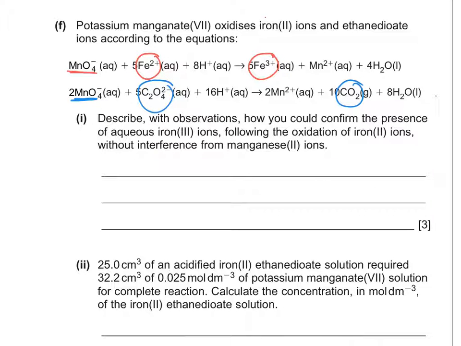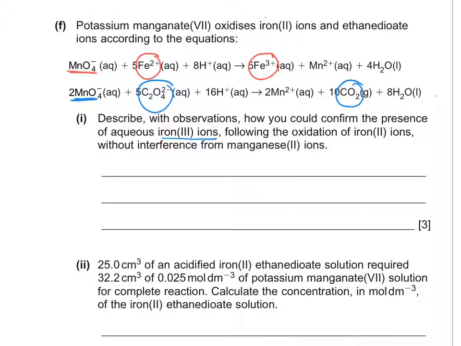And the first part of the question is just a simple identification test question, but they've made it quite wordy, so it's a bit complicated, but it's just simply your identification test. It says, describe with observations how you would confirm the presence of aqueous iron 3 ions. They could stop there, but they go on just to say how we got those iron 3 ions, which was by the oxidation of the iron 2 plus ions. Okay, so you want to think about what is a test for the iron 3 plus ions.